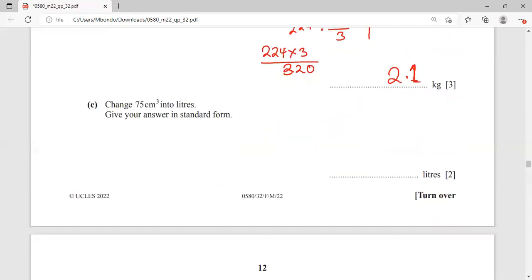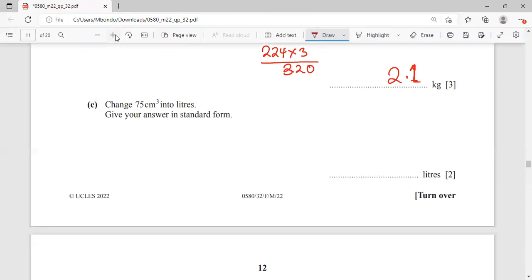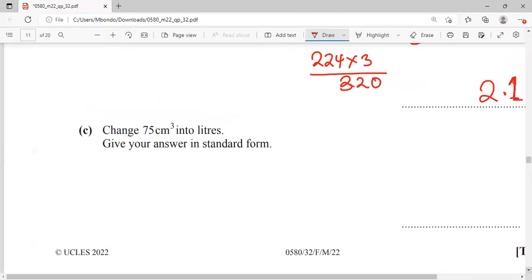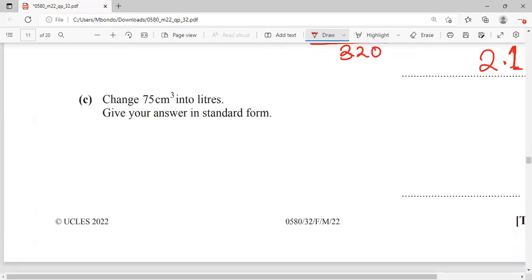Then we have this question here where we are being asked to change 75 centimeters cubed into liters. So 1 liter is equal to what? 1000 centimeters cubed. Okay, so we need to change this into liters.